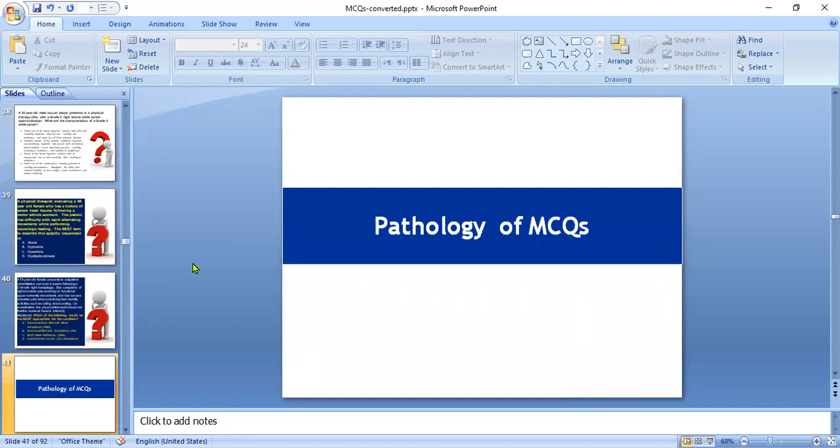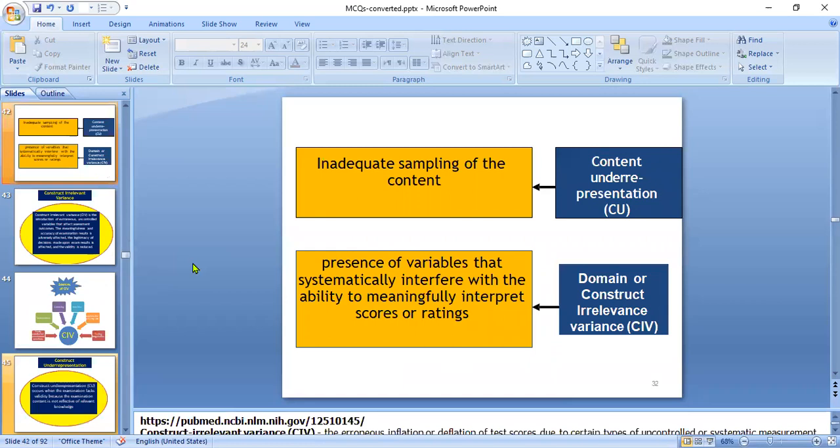Now we are going to discuss the two basic pathologies of the MCQ, and then we will expand those two pathologies, what the sub-pathologies and sub-classifications of the two major pathologies are. So the two problems, the two pathologies which we normally face in exams, can be summarized in these two. One is known as content under-representation, and the other is construct-irrelevant variance.